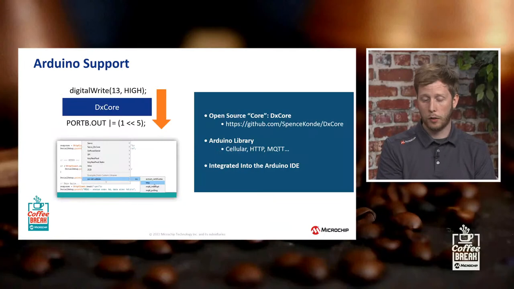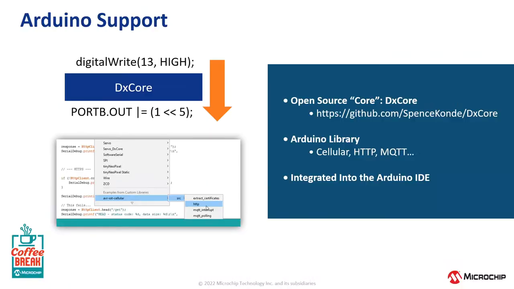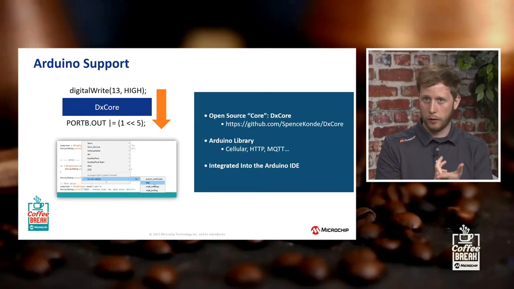For those of you who are not familiar, Arduino is a development platform or a development environment for programming embedded devices. And what we did, we found this open source core called the DX core. In the Arduino language, a core is just something that translates an Arduino specific call to the device specific call, which in this case is an AVR call. We took this core and then we built a big library on top of that. So we added cellular connectivity, we added HTTP drivers, MQTT drivers, low power drivers, so on and so forth. We built all of that up and then we integrated it all in the Arduino IDE.